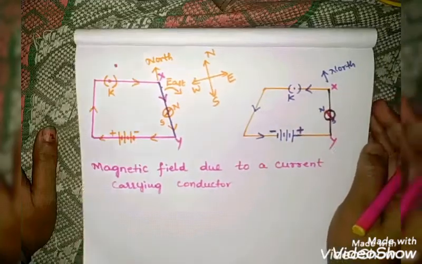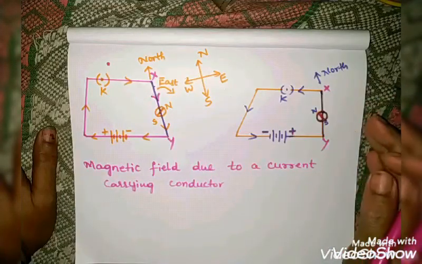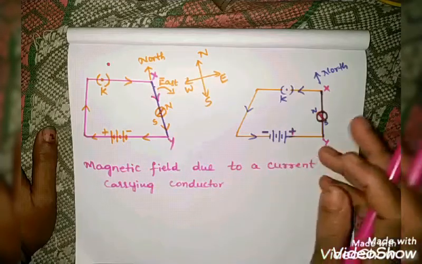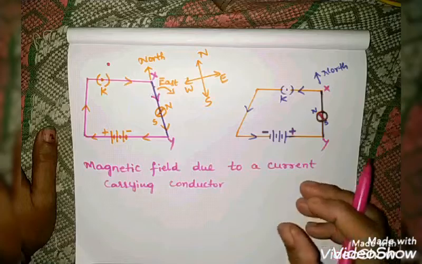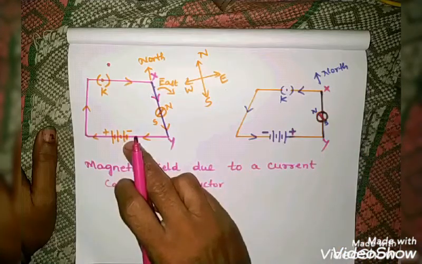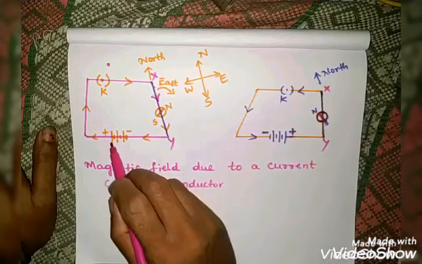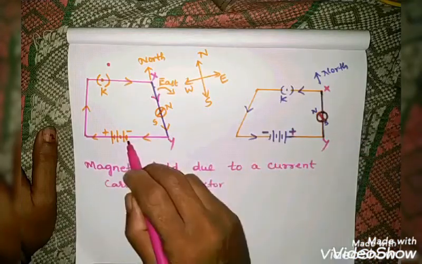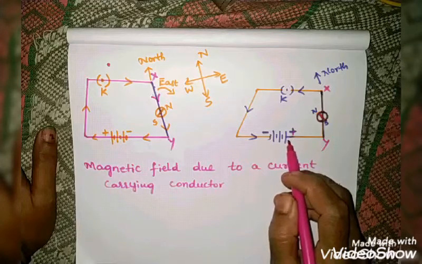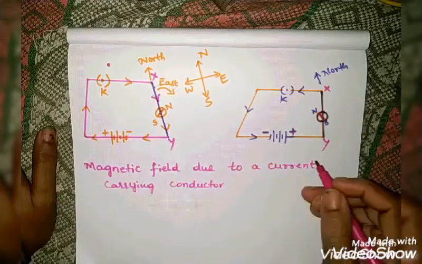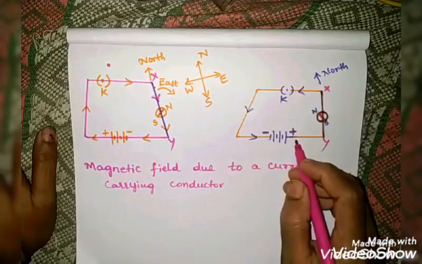Now let us consider another situation. We are going to change the direction of the current, right? Let us change the direction of the current. How can we change? Replace positive and negative terminals to different places. That is, positive terminal made negative, negative terminal made positive here. We have reversed the current. That is, we have reversed the terminals of the battery. Positive made negative terminal, negative made positive terminal.